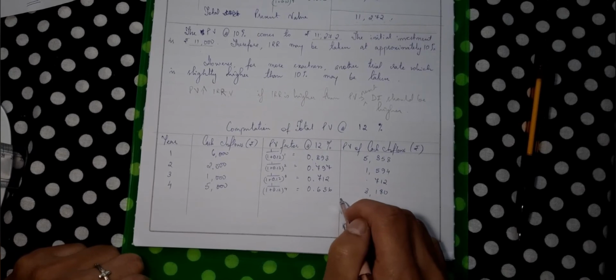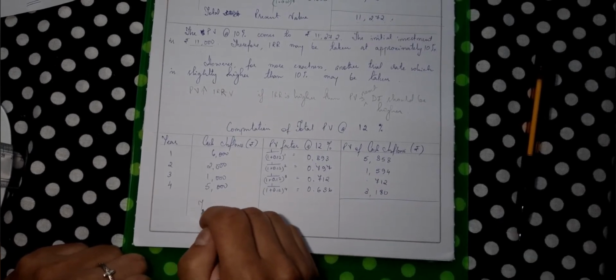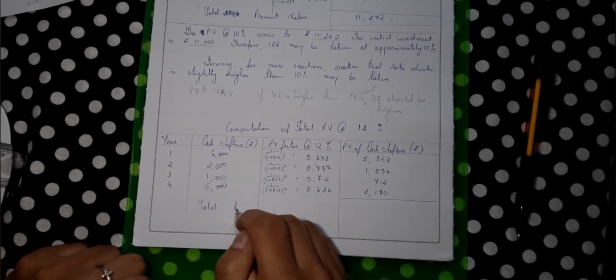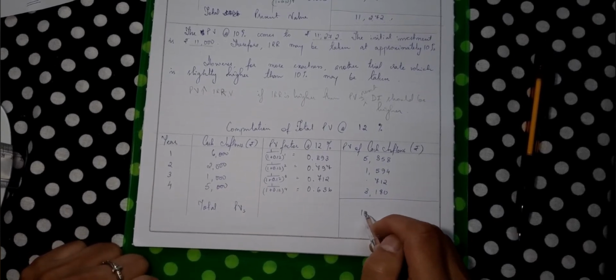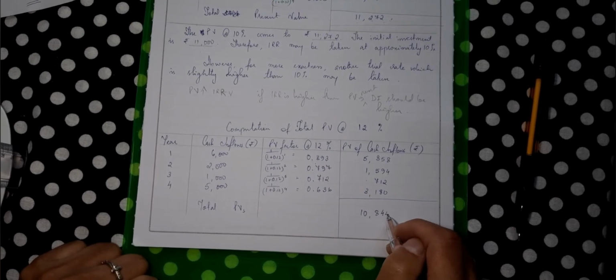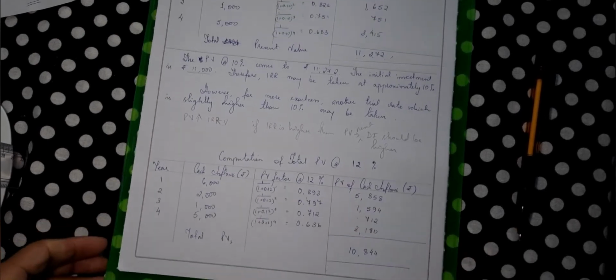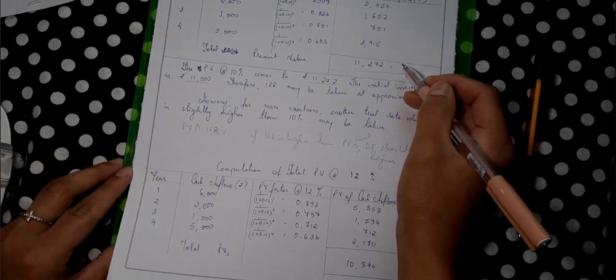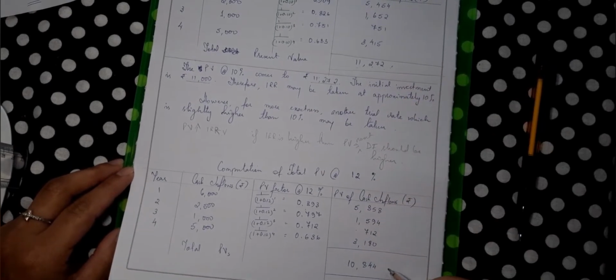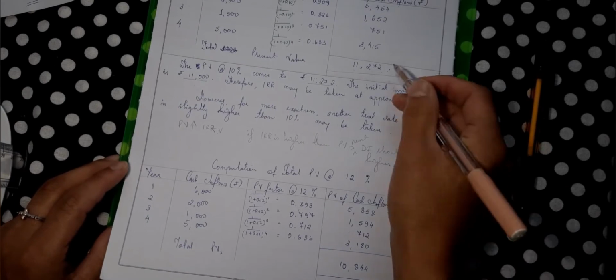So the total of my present values, the sum total of all these amounts, comes to rupees 10,844. Okay, so now we have a present value which is higher than the initial investment, and we have a present value which is lower than the investment. Okay, one higher, one lower.